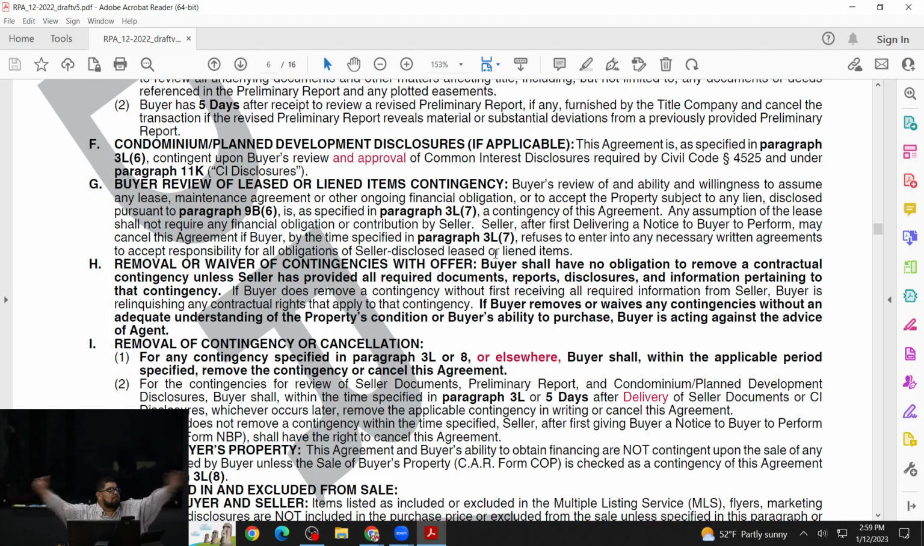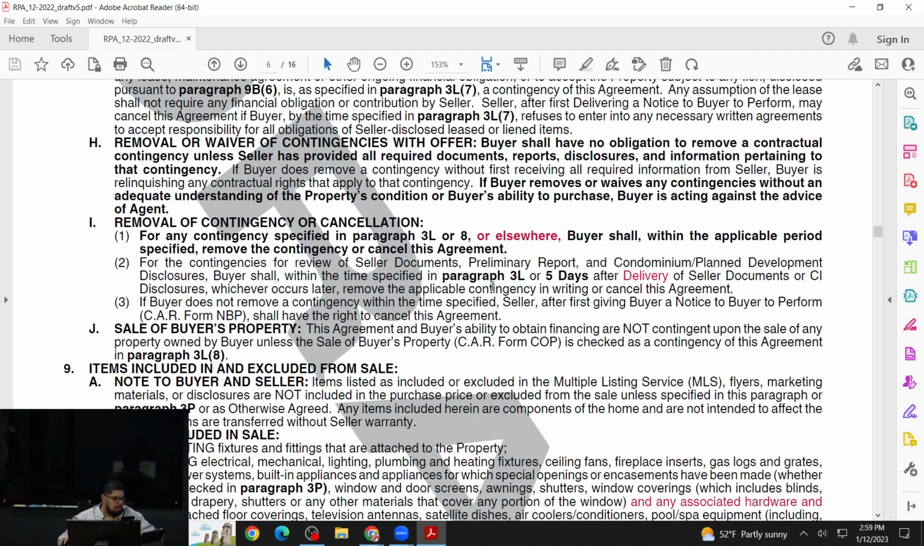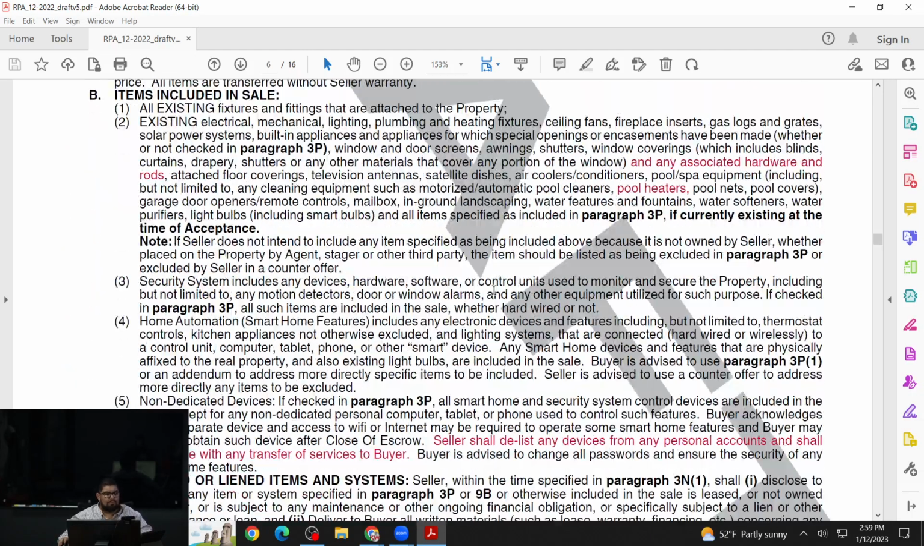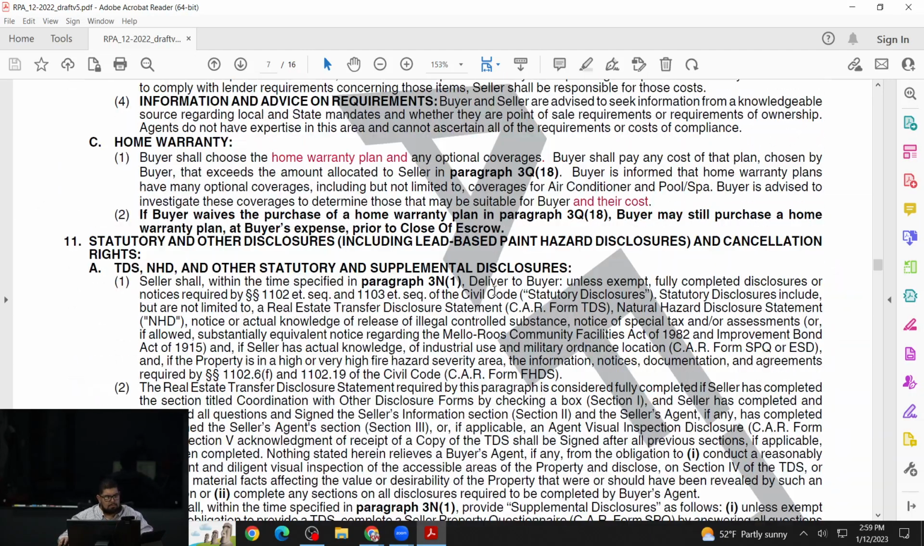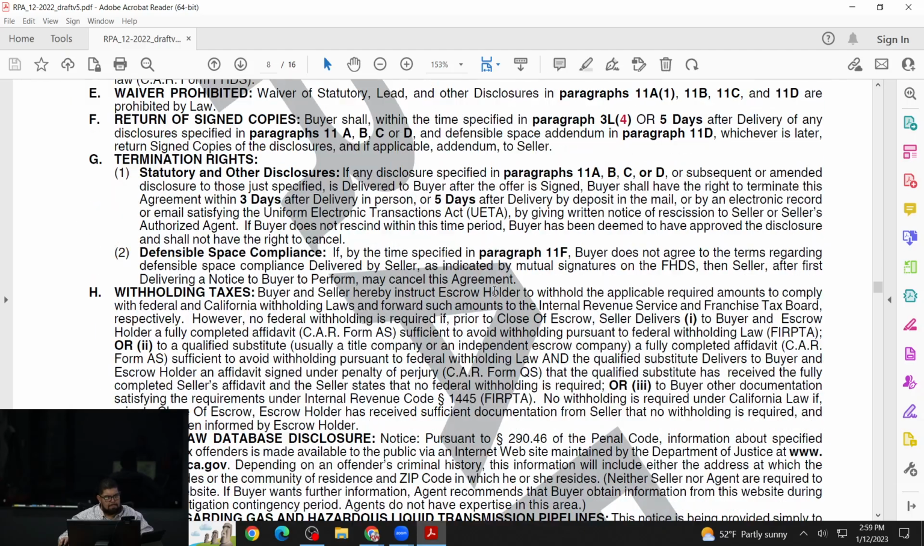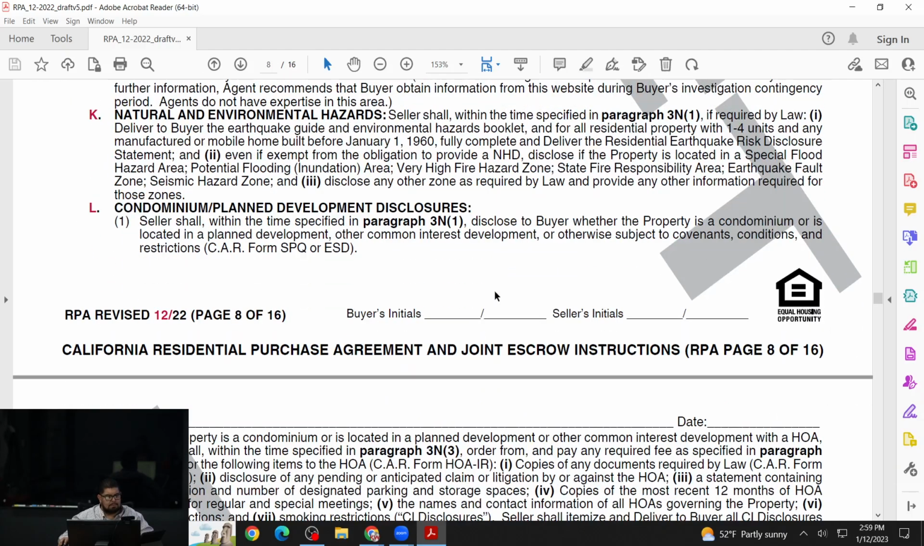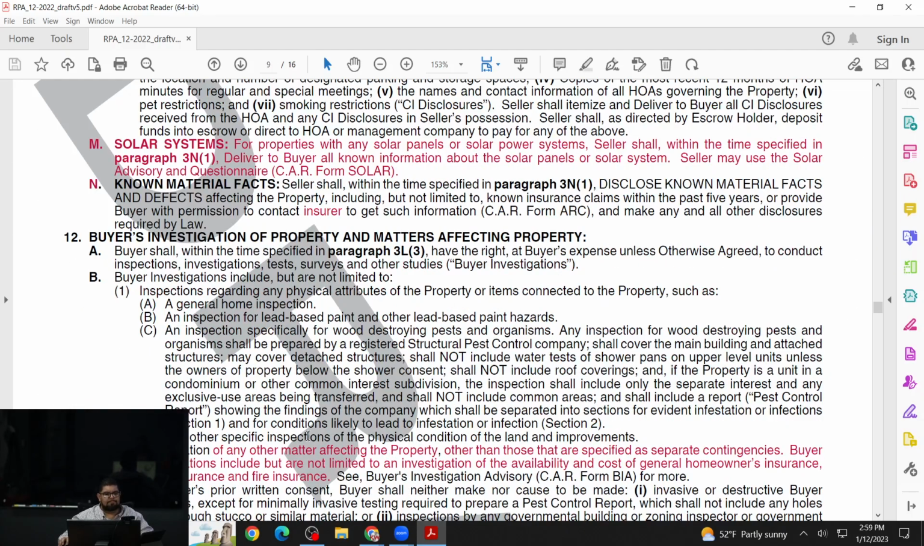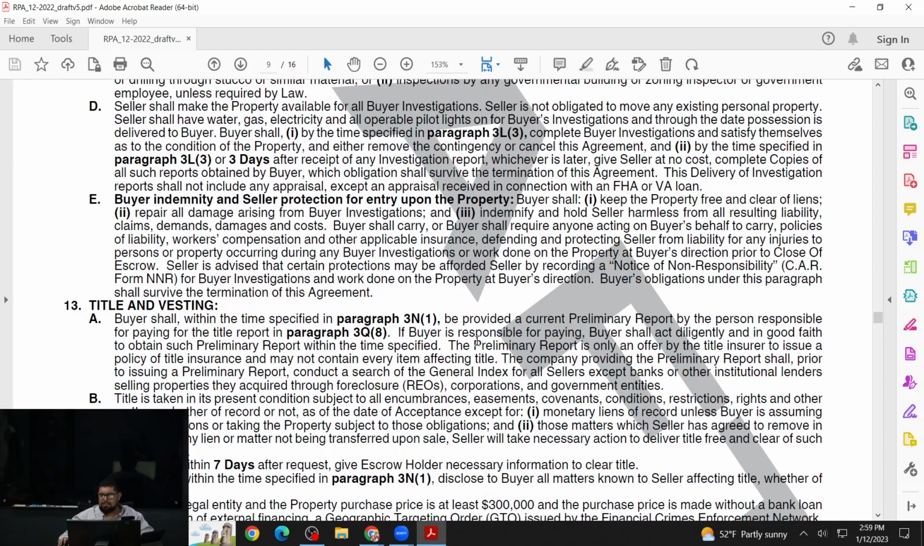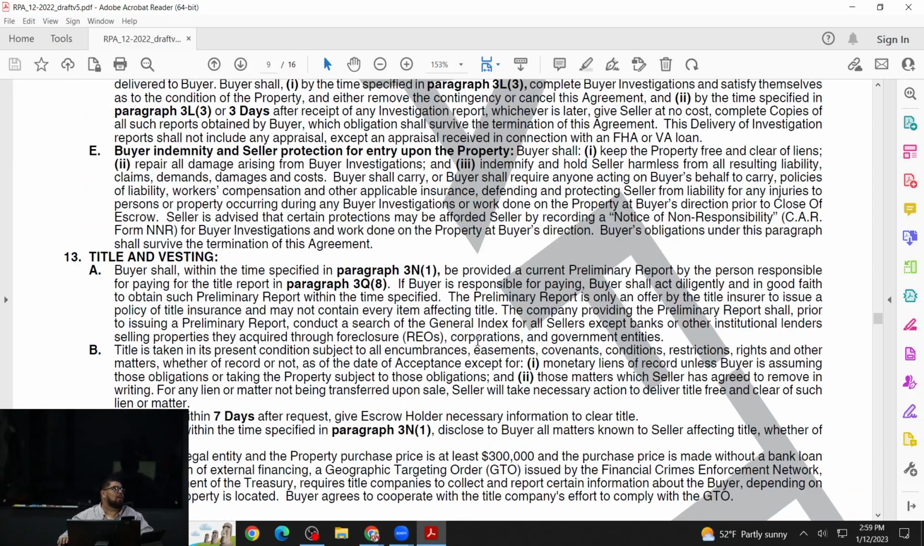George, what part of what you just said, the insurance contingency? It is number 12. Oh, is it in the matrix? Yep, so it is right here. It's page 9 of the RPA. Okay.